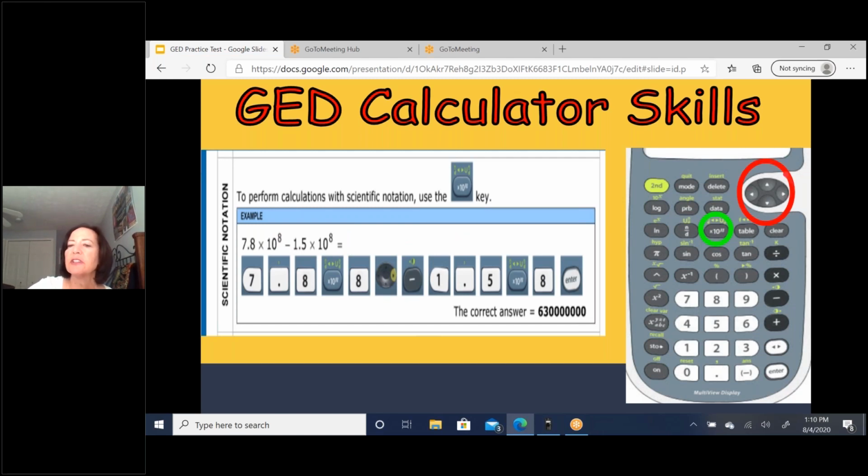The keys that I've circled in red, the top right section of the calculator, is 4 arrows, up, down, left, and right. And those are the arrows that you use to advance the place on the screen. We will have a couple of examples of that.